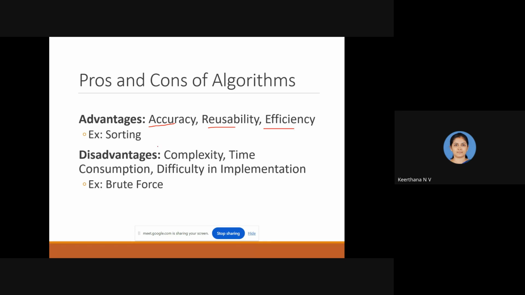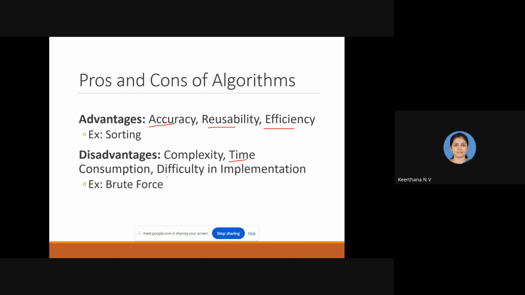What are the disadvantages of an algorithm? You have to code an algorithm step by step. The algorithm writer has to code the steps step by step, and they have to represent the algorithm in an easily understandable manner. For that, a little time will be taken by an algorithm writer. So that's why this time consumption is considered a disadvantage of an algorithm.